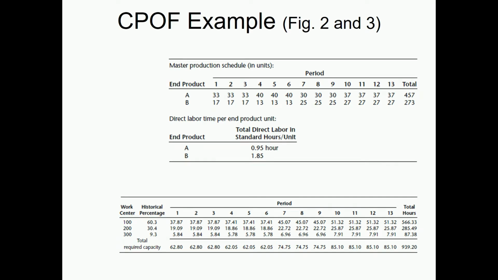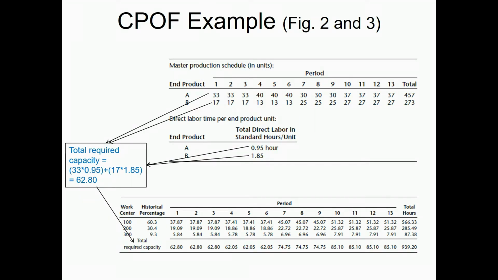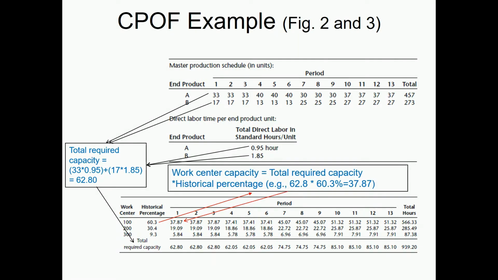We proceed to how to calculate the CPOF when given the MPS data, work centers with the percentage that run, and labor time. Every period has its own end product to achieve required capacity. The total capacity is the summation of products at the same period times the total direct labor in standard hours. Thus from the total required capacity we get the work center capacity, by multiplying the total capacity by the historical percentage given for every work center.